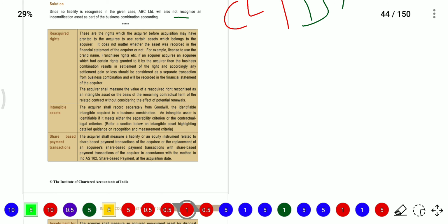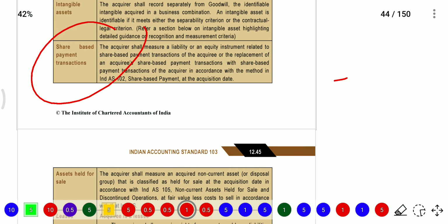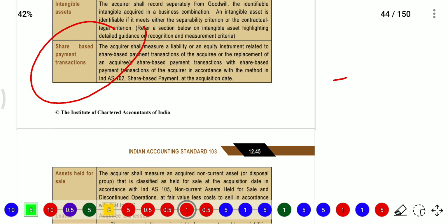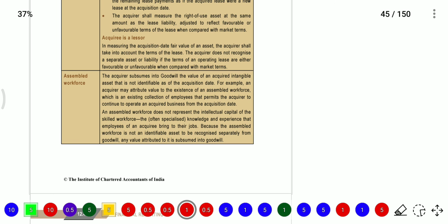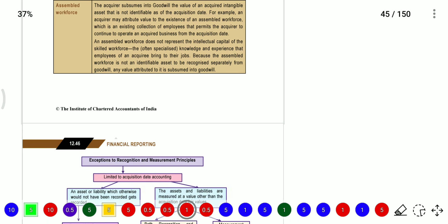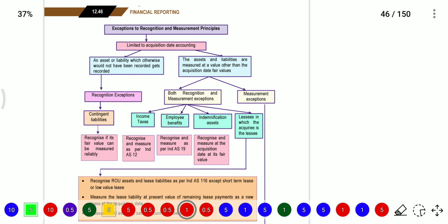And if we have any share based payment transactions, for those we will go as per Ind AS 103 at the acquisition date. These are the exceptions to the recognition and measurement principles.